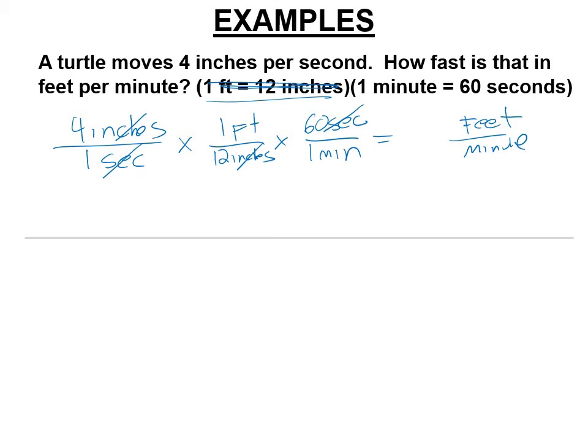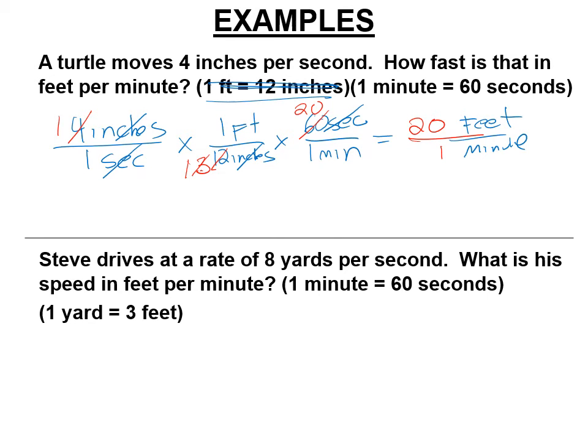Okay. So we have 4 over 1 times 1/12 times 60 over 1. So now we can cancel many ways. How about we do 4 divided by 4 is 1. 12 divided by 4 is 3. 3 goes into 60. 3 divided by 3 is 1. 60 divided by 3 is 20. All we have left is 20 feet in 1 minute, or 20 feet per minute. It will go 4 inches in a second, 20 feet in a minute.